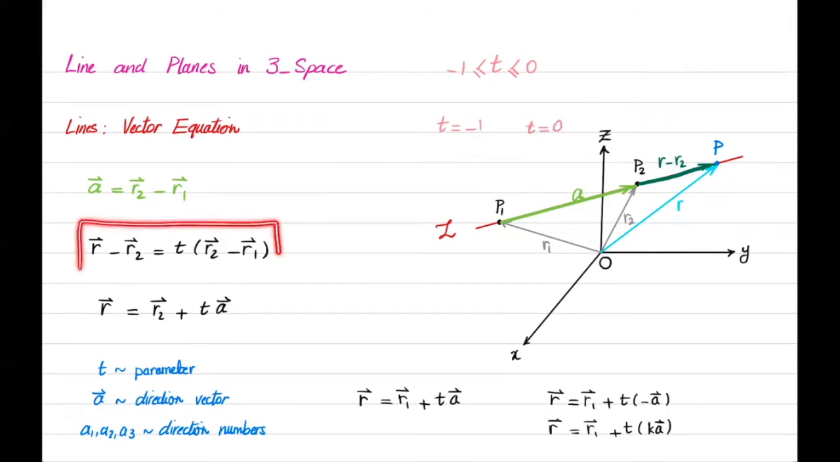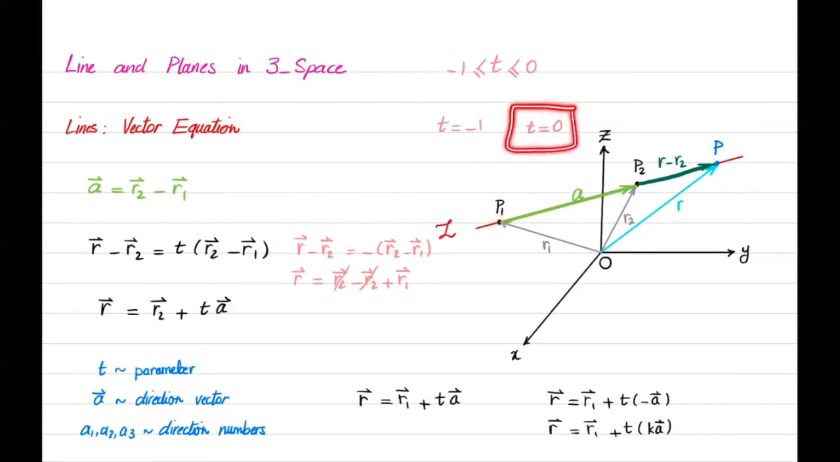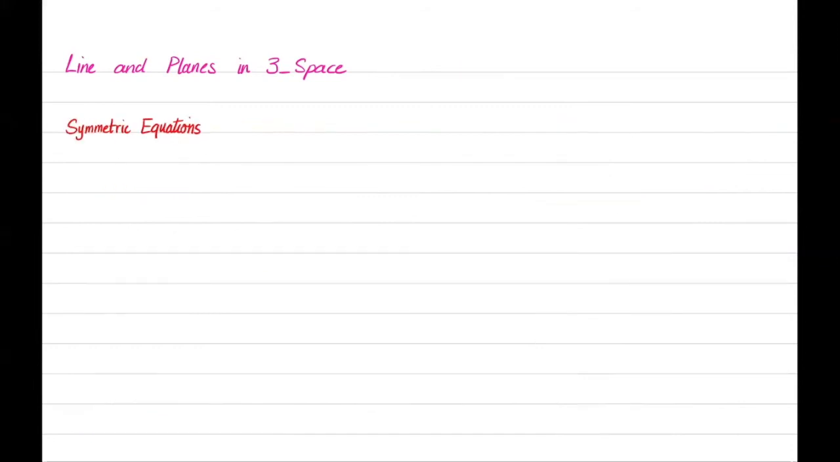And from this equation, if t is equal to -1, then we will have R minus R2 is equal to minus R2 minus R1. Then the vector R will be equal to vector R1, which means that this point P will be here at the location of point P1. And what if t is equal to 0? Then here we need to write 0 instead of t. Then the right hand side will be equal to 0 and vector R will be equal to R2, which is point 2 here. The next topic is symmetric equations.